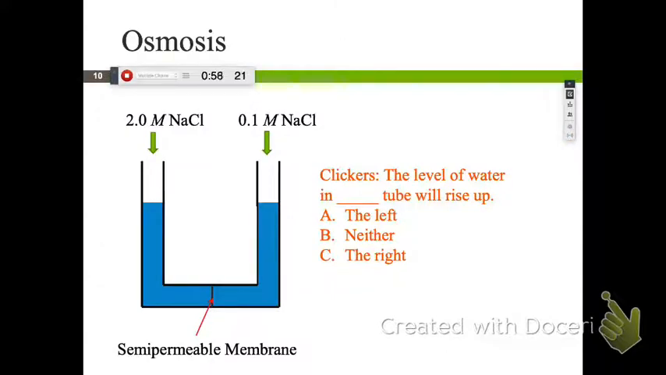So if we have 2 molar sodium chloride on the left side, and on the right side we have 0.1 molar sodium chloride. We pour both of those in, we walk away for half an hour, and we come back. Which side, if either, will the water level rise in, knowing that water flows freely back and forth between both sides of the semi-permeable membrane? So go ahead and click in your answer.